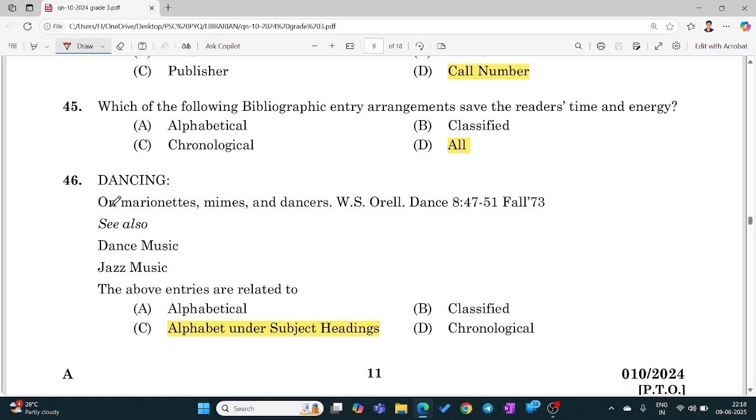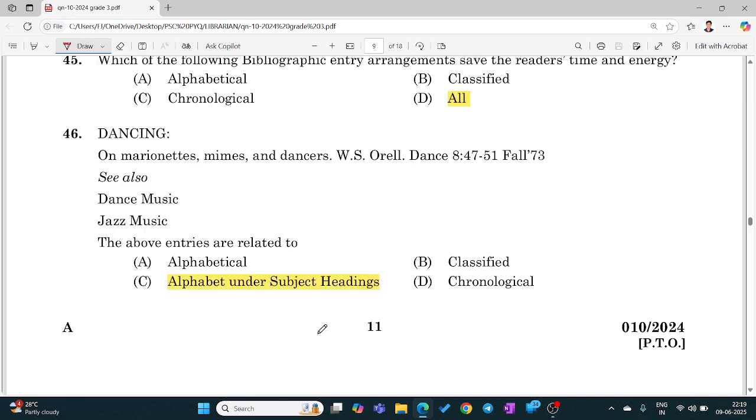Dancing: marionettes, mimes, and dancers. WS Oral Dance 8 47 to 51 Fold 73. See also Dance, Music, Jazz Music. The above entries are related to alphabetical subject headings.